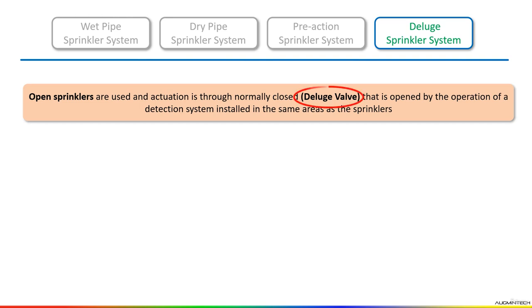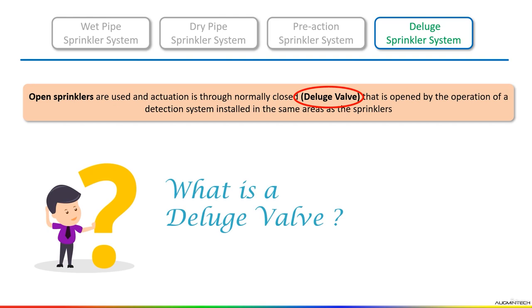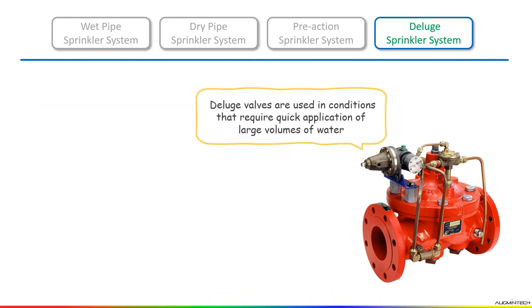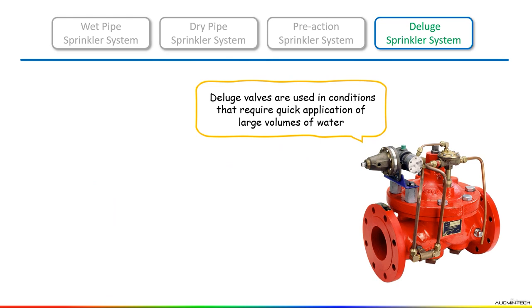So the main concept is what? Deluge valve, remember. So what is a deluge valve? This is the question. What is actually a deluge valve? Here the image of a deluge valve is given. Deluge valves are used in conditions that require quick application of a large volume of water. So I think all of you understood about the deluge valve, where we have to use it, where we require quick application of a large volume of water.